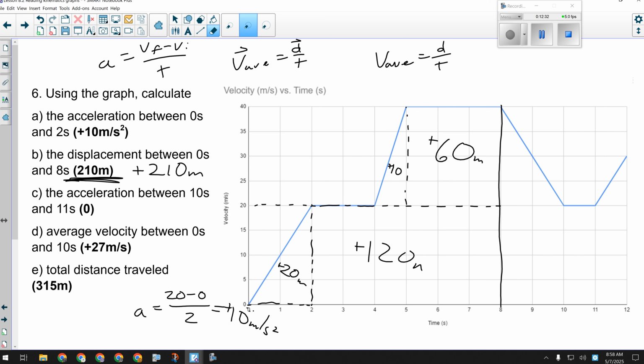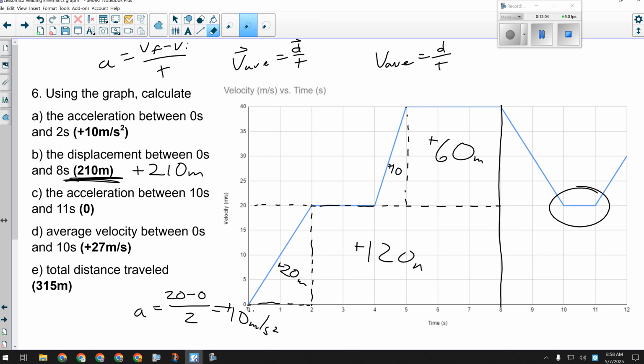For part C, how many people have done C? Why is the answer 0 for the acceleration between 10 and 11 seconds? So that's that section of the graph right there. Would it be because it's not really going up? Right, it's just a flat line. It's traveling at a constant velocity. Acceleration is a change in velocity. Velocity is not changing here.